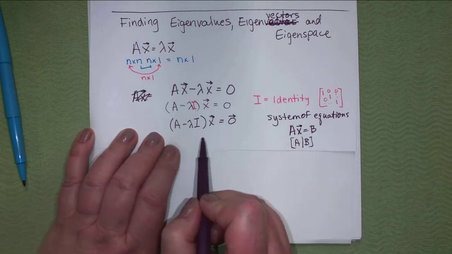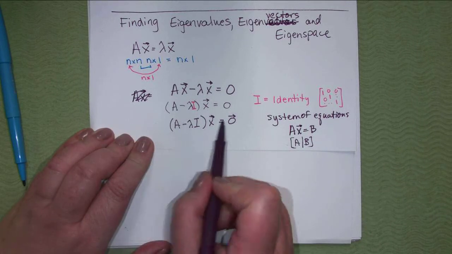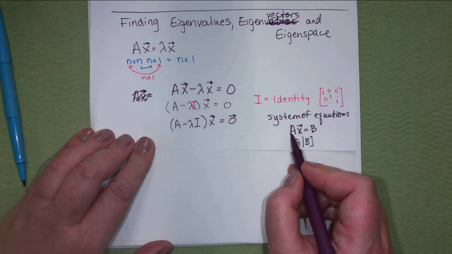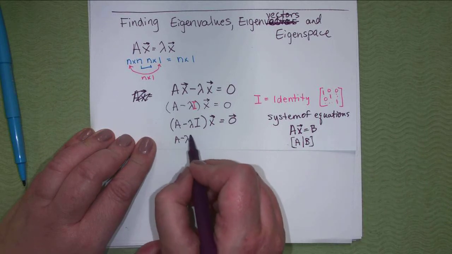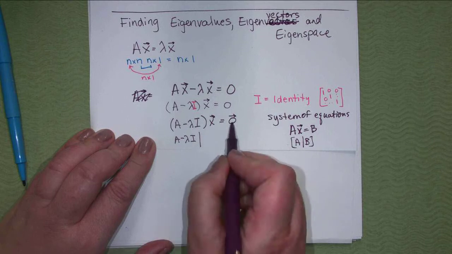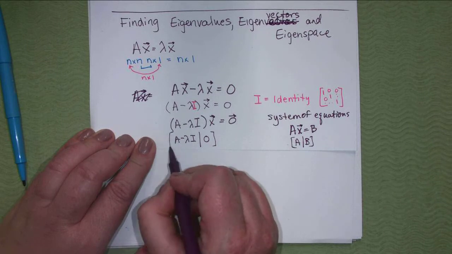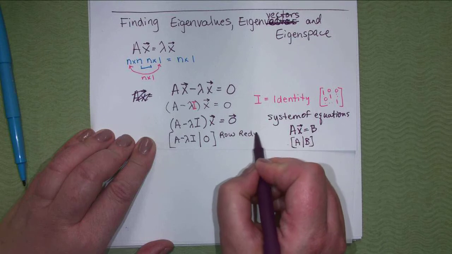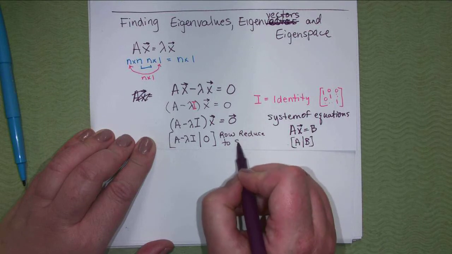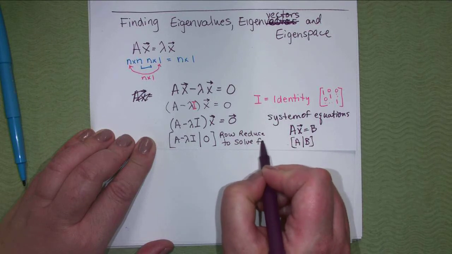So we're going to actually set up a system here, but the system, instead of just A, is going to be A minus lambda I augmented with 0. We're going to row reduce to solve for x.